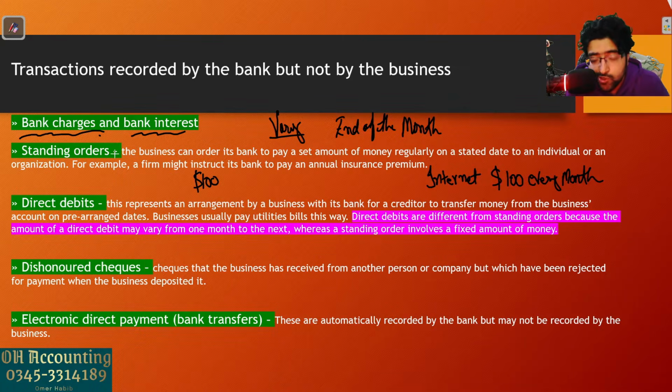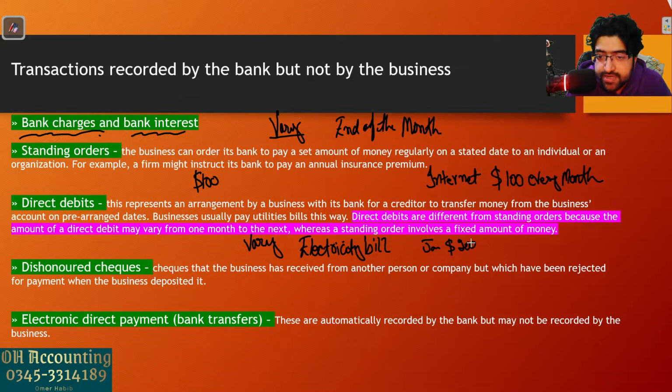Direct debit is also a payment through our bank account, but the amount can vary. It is not the same month after month. For example, your electricity bill, right? Your electricity bill can vary. For example, in Jan, if your bill was $200, it is not necessary that in Feb it will also be $200, right? It can vary depending on the usage. So it can be $300. So it's a variable amount.